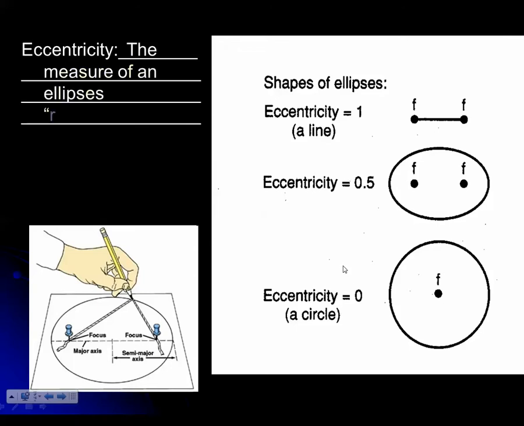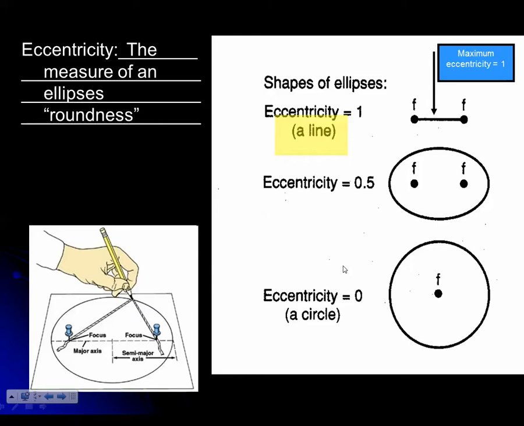Now, to calculate the shape of an ellipse, we use eccentricity. And it's a measure of the ellipse's, I like to call it roundness. And we're going to be drawing ellipses like this person here with the pencil in lab class. We're going to be using loops of string instead of just pinned down string. And you'll get pretty good at drawing them.